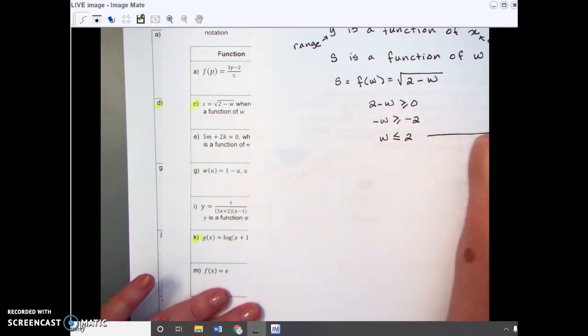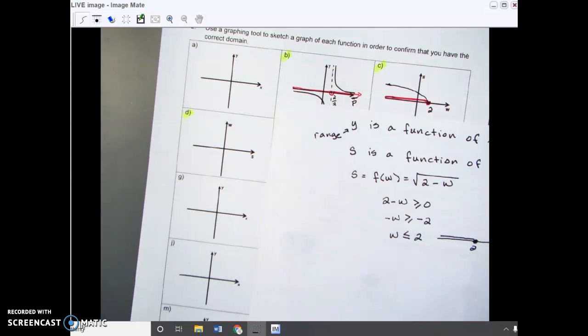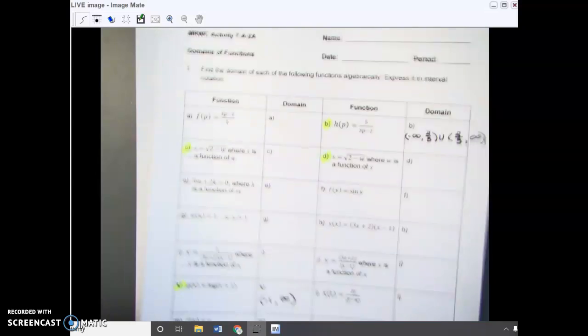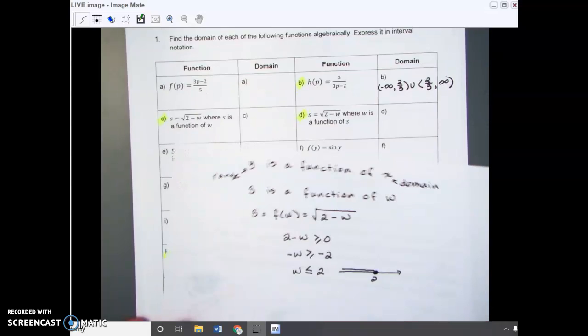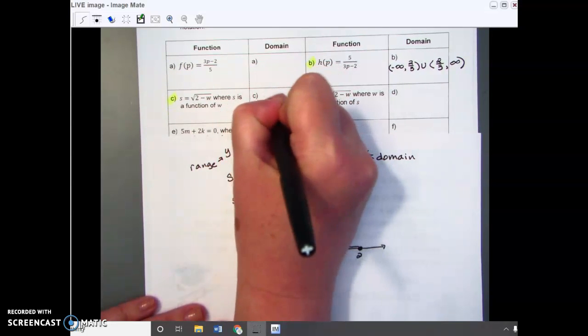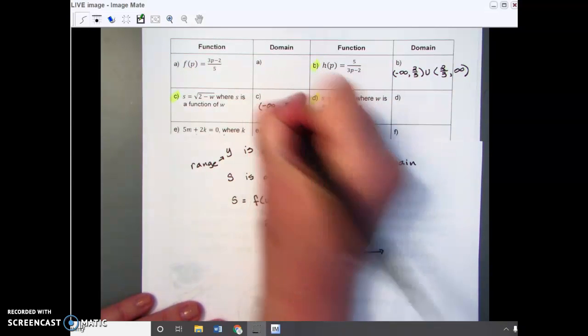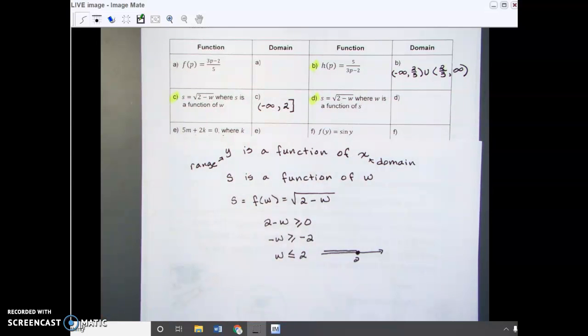On a number line, that would be a closed circle at 2 shaded to the left. And if you notice, that's exactly what we have in red on our w axis. Then in interval notation, we start from negative infinity, because you always go from left to right. We're going to finish at positive 2. And since positive 2 is included, we close that bracket to let us know that 2 is part of our domain.